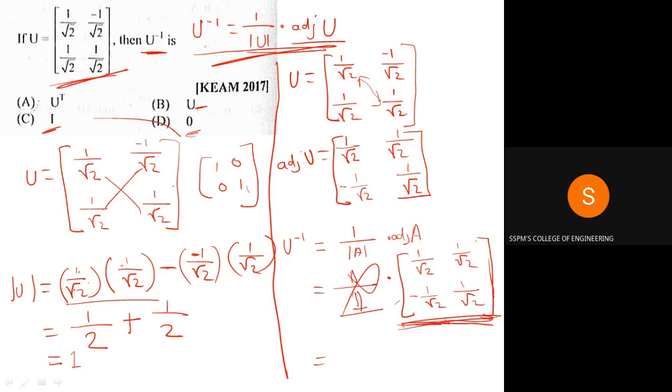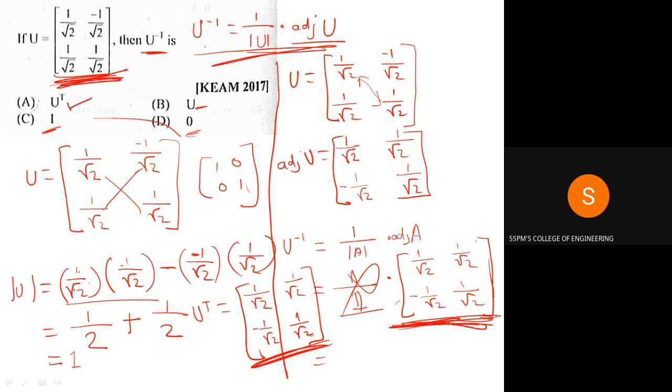Then we will check for U transpose. What is U transpose? Again, we have this matrix as U, and we will write the transpose of that matrix. How to write transpose of any matrix? The first row has to be written as the first column, so 1 upon root 2, minus 1 upon root 2. And the second row should be written as the second column, 1 upon root 2, 1 upon root 2. If we look closely, this matrix is the same as this matrix. So the proper answer is U transpose. That is the correct option.